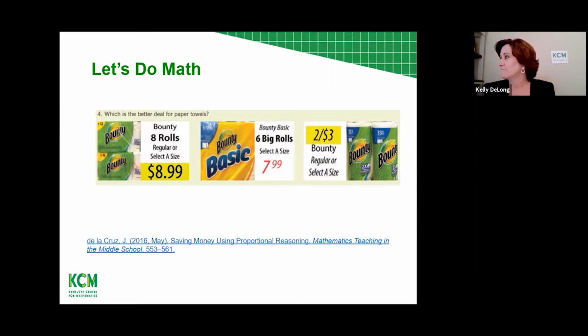Which is the better buy? Carrie says, look, I'm still saying that 8 rolls is a better buy. That's right, it didn't change. Cindy says that 2 for $3 happens to be $1.50 each.